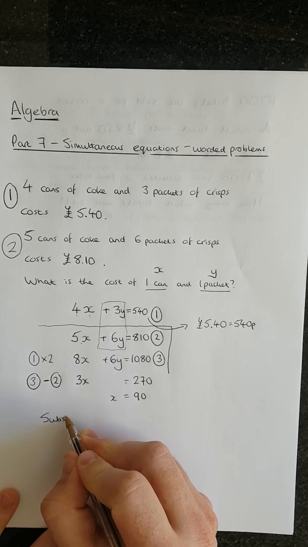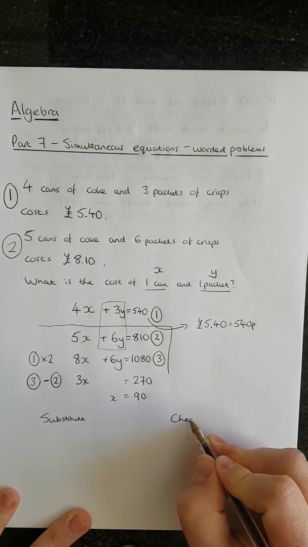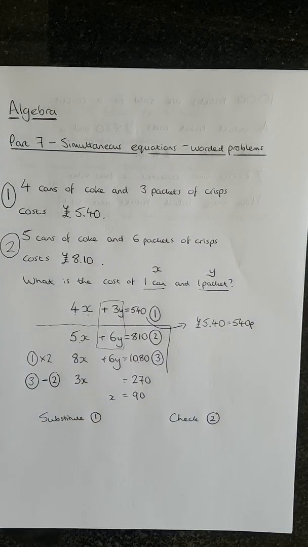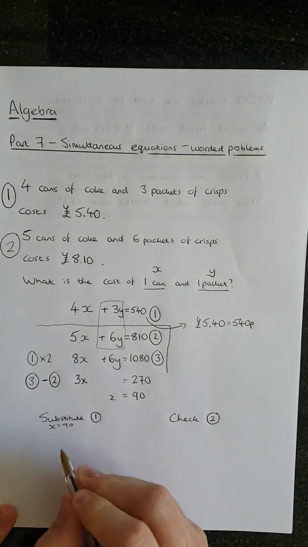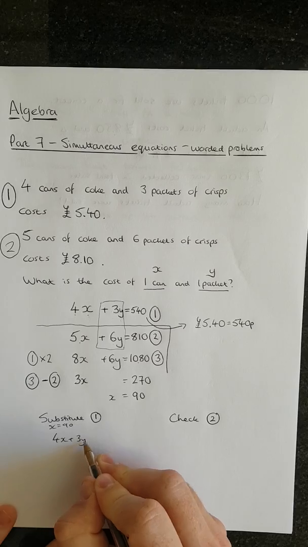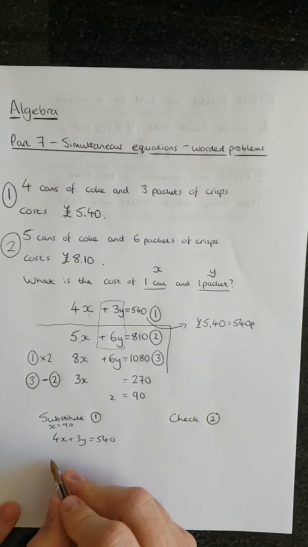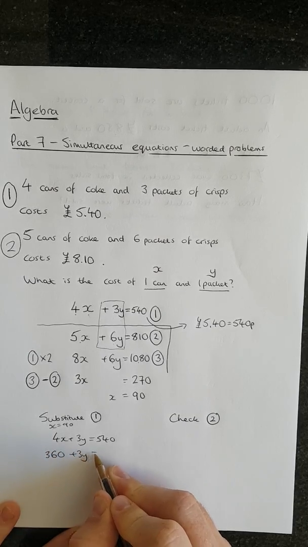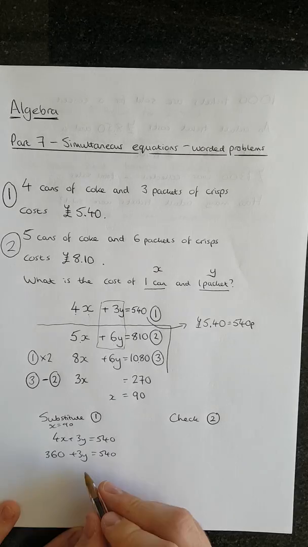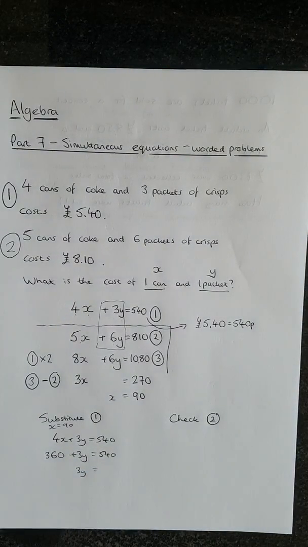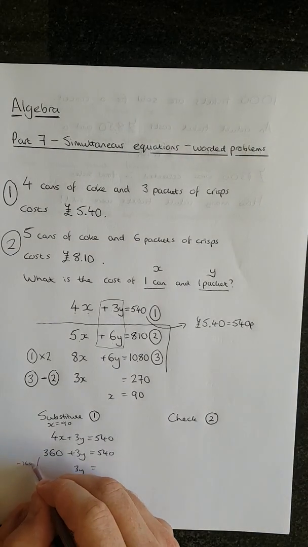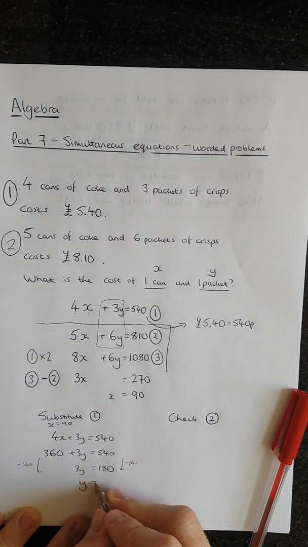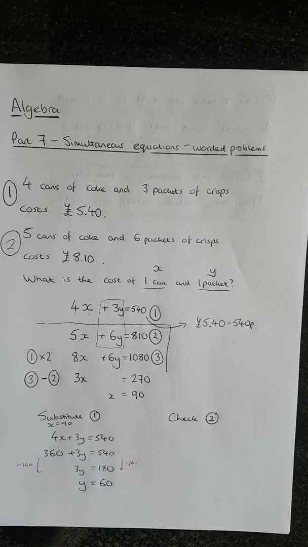Now I'll do my substitute. And I'll even write check over here to prepare that. I'll substitute in 1 and I'll check afterwards in 2. So x equals 90 goes into 4x plus 3y equals 540. So that's 360. Take 360 off both sides. And then I can work out y is 60.